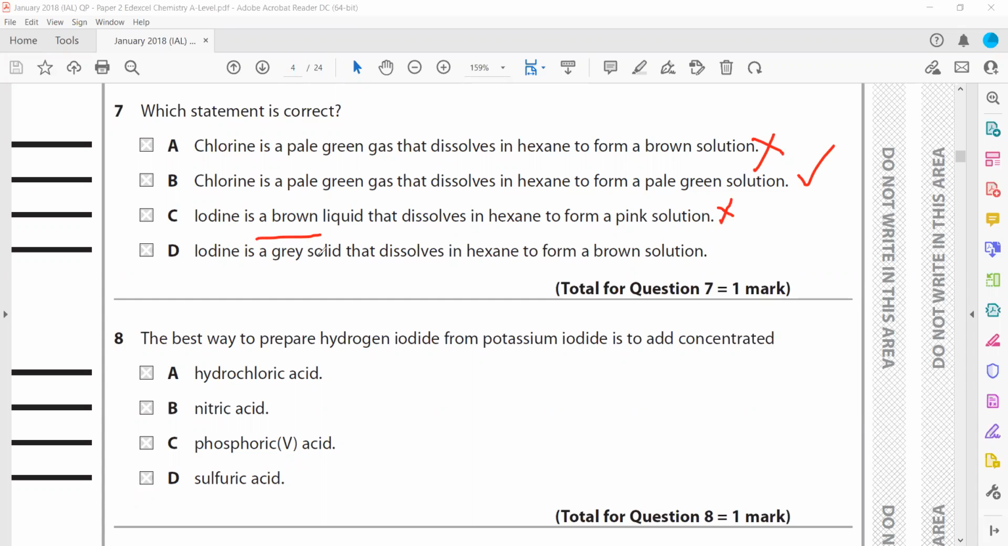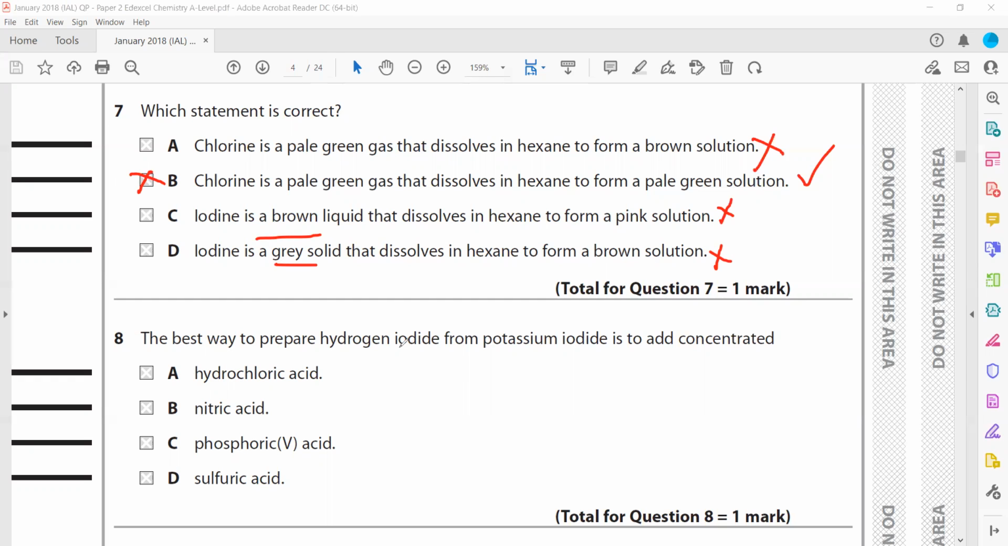And iodine is a gray solid that dissolves in hexane to give a brown solution. Iodine is a black or purple solid, not gray, so that is also wrong. It does not give a brown solution. When iodine dissolves, it gives a pink solution. So the correct answer is that chlorine, which is a pale green gas, dissolves to form a pale green solution.